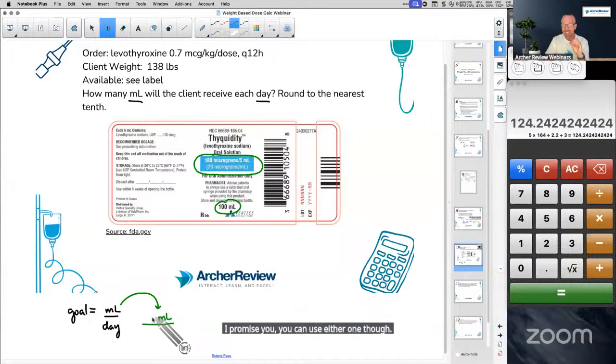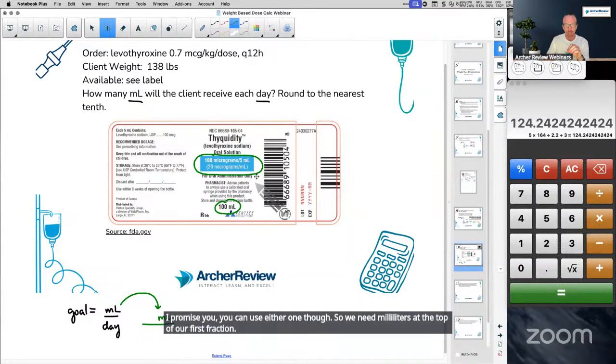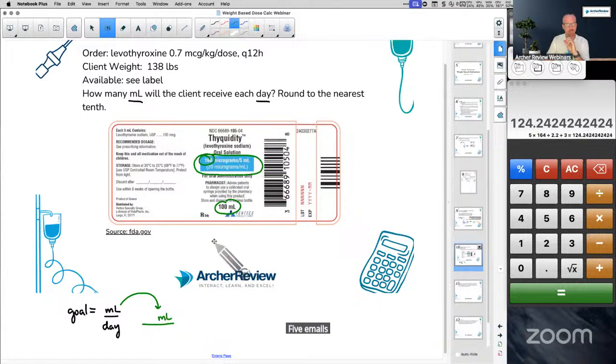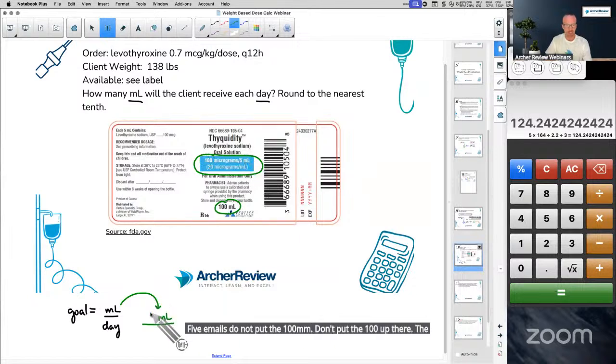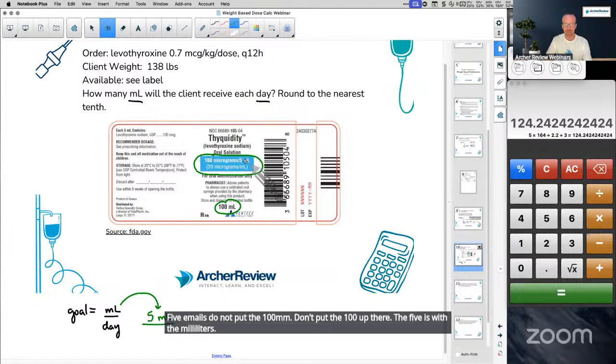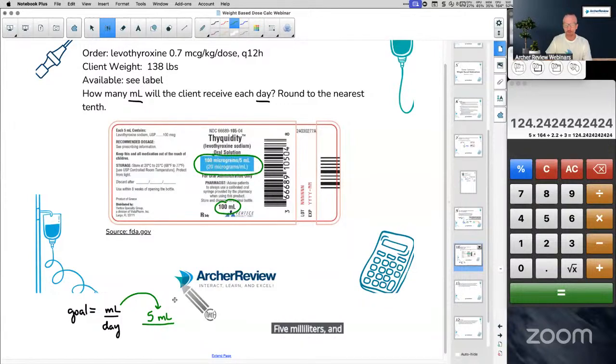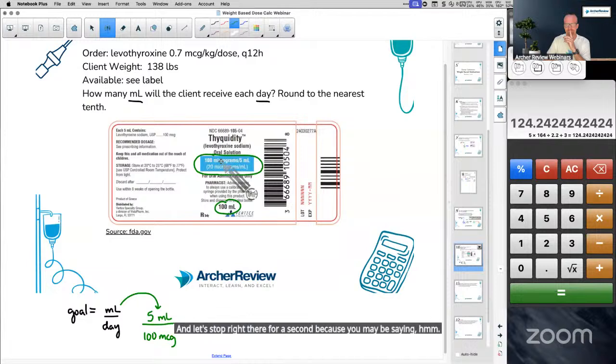So we need milliliters at the top of our first fraction. 5 mLs. Do not put the 100. Don't put the 100 up there. The 5 is with the milliliters. 5 milliliters, and I'm going to put that over 100 micrograms. And let's stop right there for a second because you may be saying, that's not what that says. Yes, it does. I know, I understand.